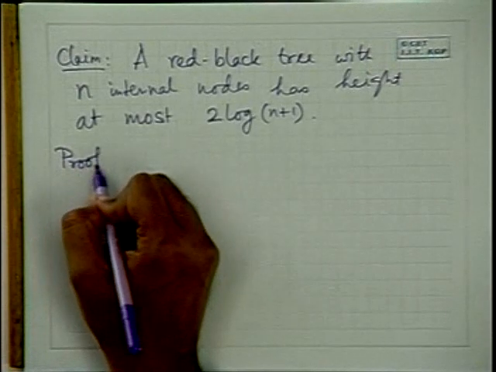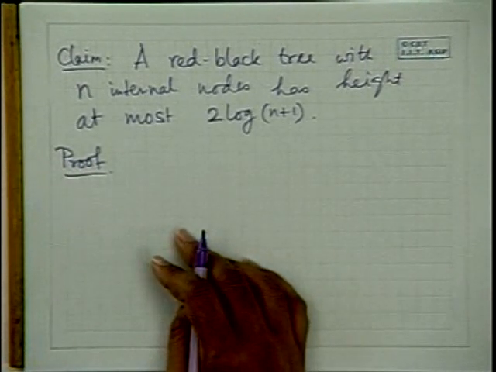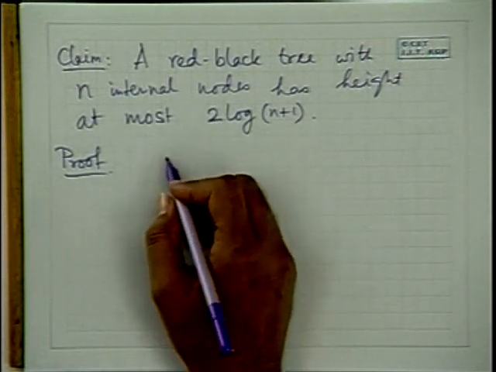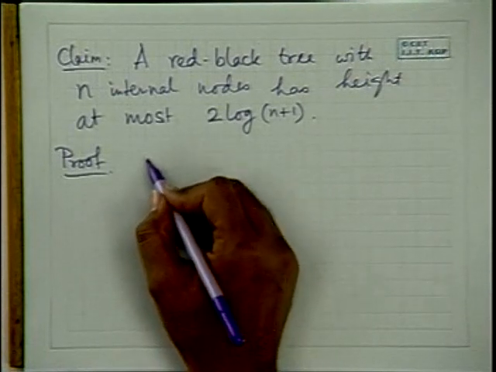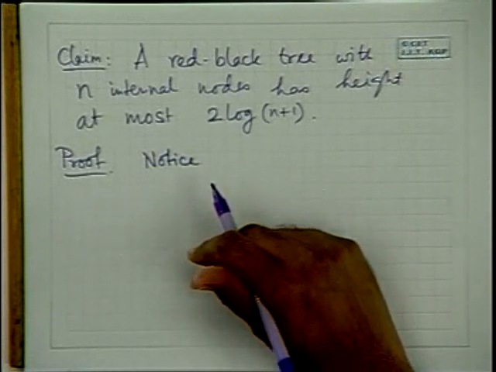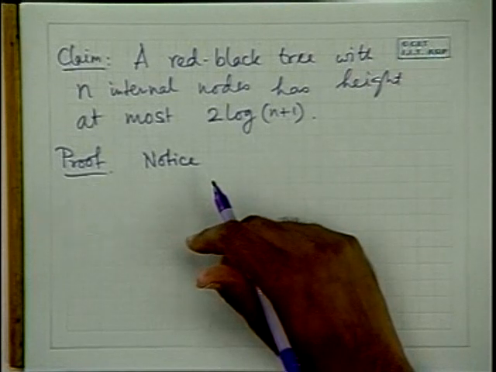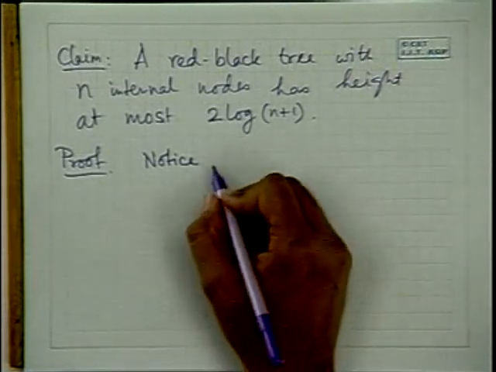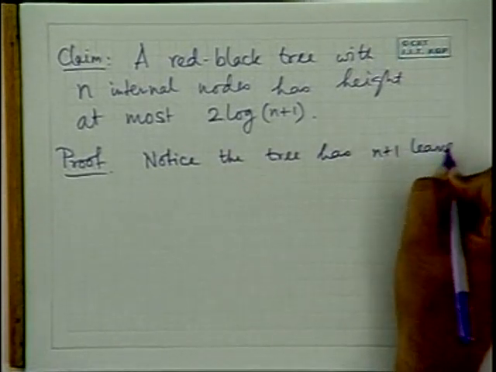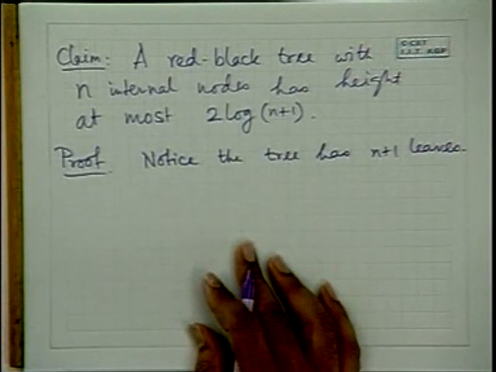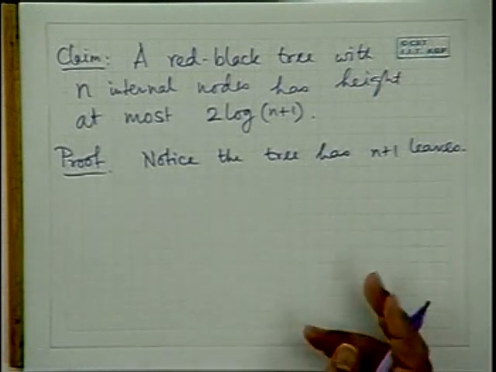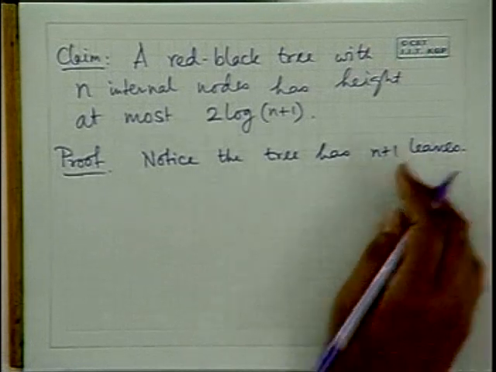So what is the proof of it? The proof is very nice actually. First of all, if there are n nodes in the tree, how many leaves are there? You may know that if any binary tree has n internal nodes, it has n plus 1 leaves. For one node there are 2 leaves, it is true. You can prove it by induction.